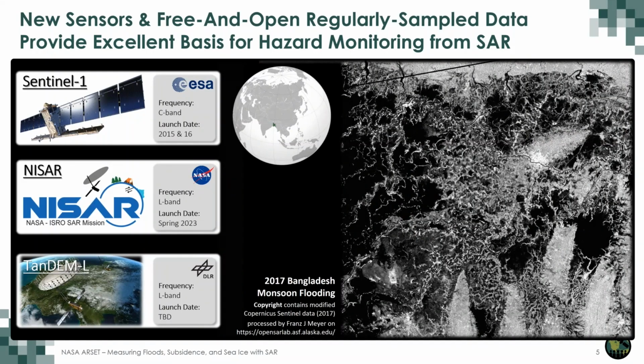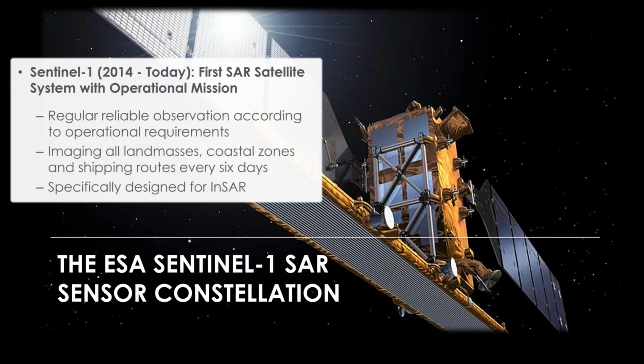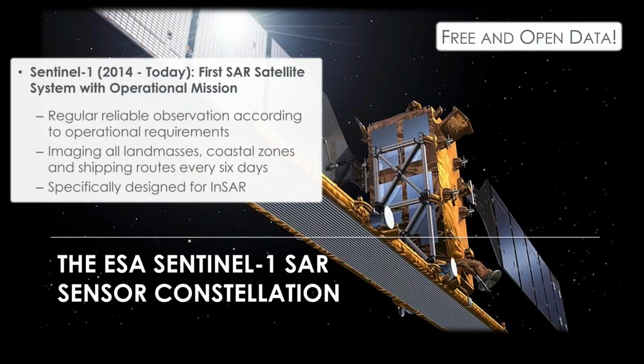So I want to bring those sensors to you real quick. The first of those sensors you probably already have heard of, and maybe you have used that sensor already in your work. It is Sentinel-1. Sentinel-1 was launched in 2014. It's a constellation of 2 C-band radar satellites. We'll talk about the different wavelengths and bands of SAR here in a little bit.